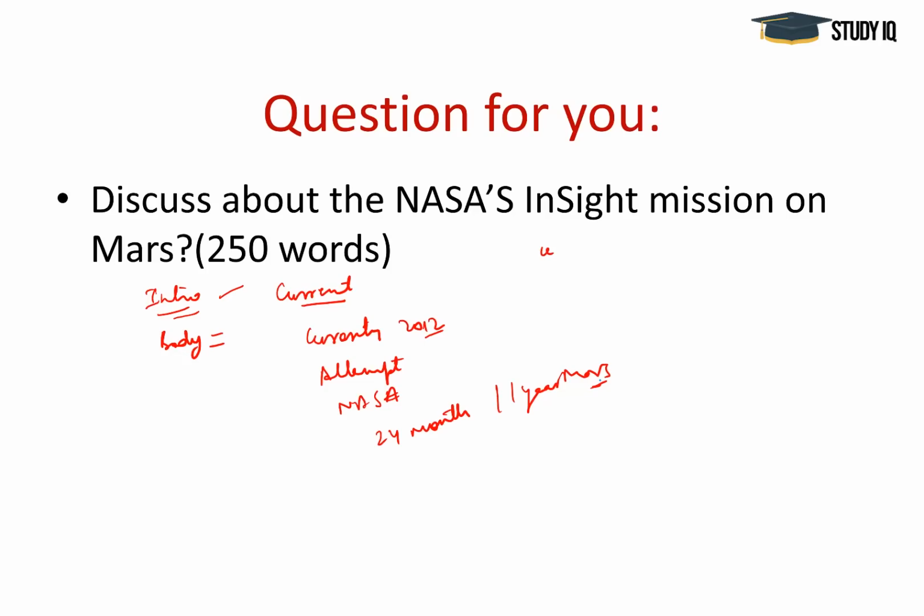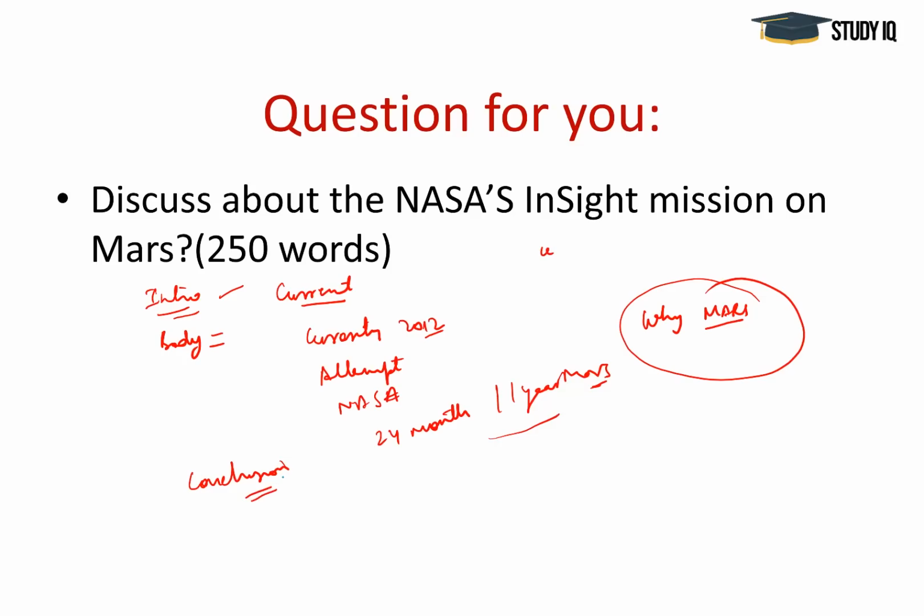Discuss its objectives. I've told you in two parts. This is important because Earth and Mars used to be similar, and why the mission has been planned for Mars. Objectives are a different thing, and why we have chosen Mars is a different thing. You have to tell both. And then there comes the conclusion.